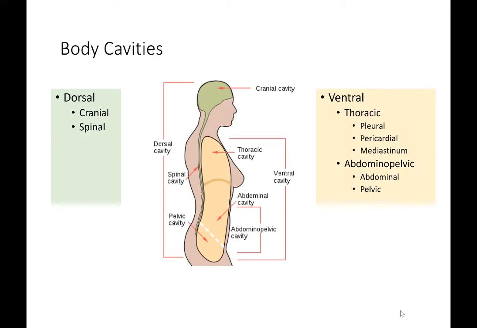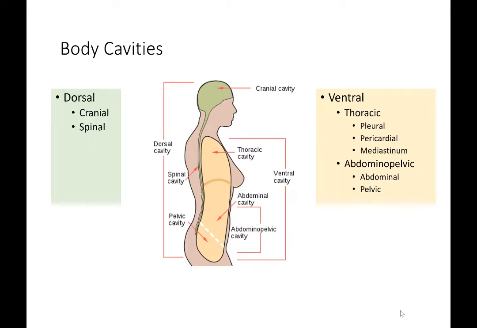Now, the body cavities are these spaces within the body. There are two large body cavities, one being ventral, that's the front one, which in this picture is sort of a yellow color, and the dorsal, meaning back. The dorsal cavity is the easiest one because it's only divided into two sections. We can see the dorsal is divided into the cranial, where the brain is, and spinal, where the spinal cord is. You can see those represented in green on this image.